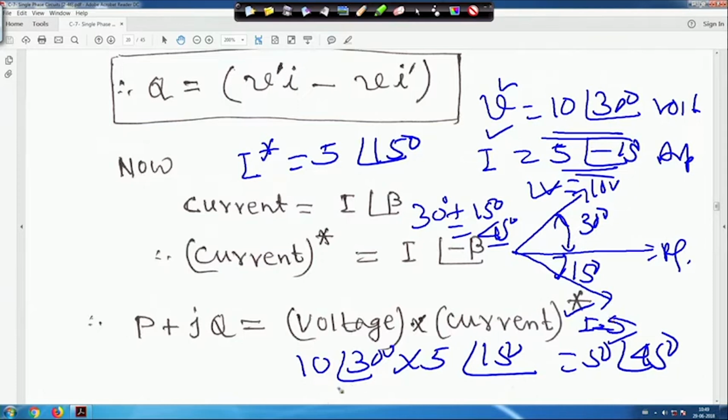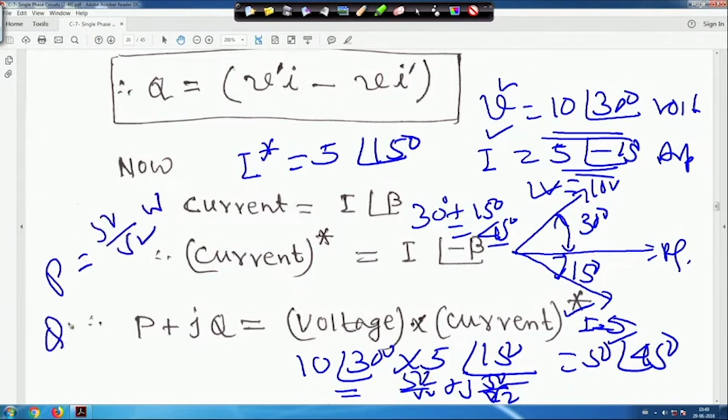That means this will be 50 cos 45 plus j 50 sin 45, so 50 by root 2 plus j 50 by root 2, because sin 45 is also 1 by root 2. That means in this example my P will be 50 by root 2 watt and Q will be 50 by root 2 var, because P plus jQ is equal to 50 by root 2 plus j 50 by root 2. So you separate the real and imaginary parts.